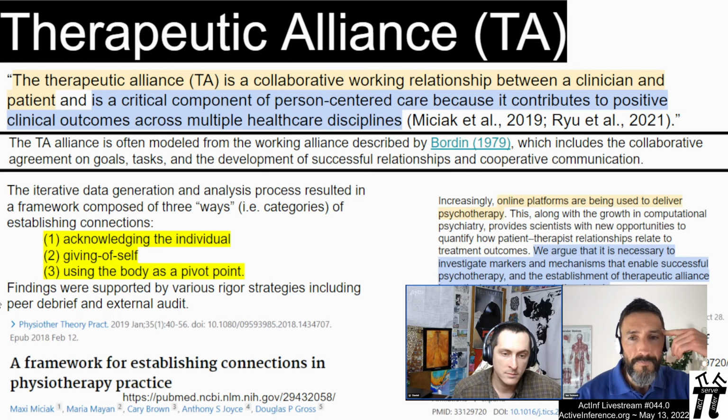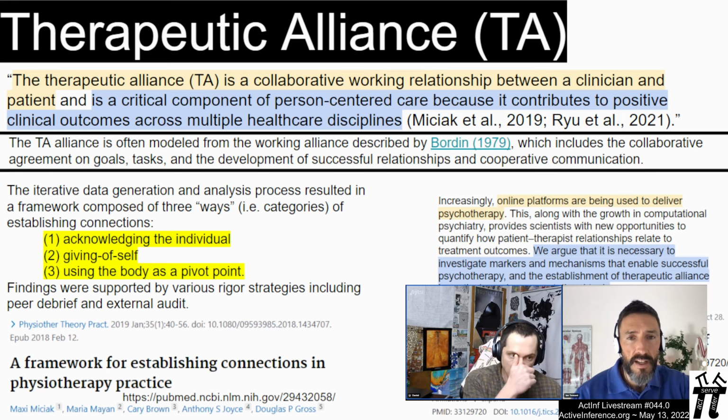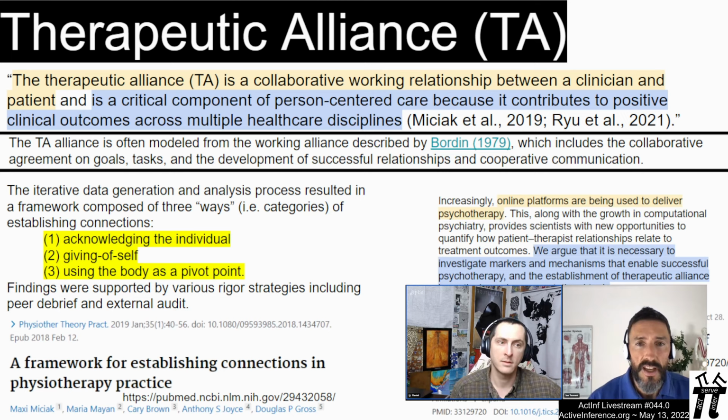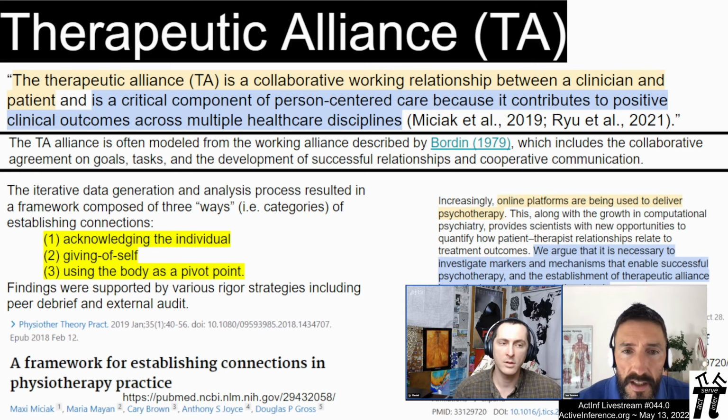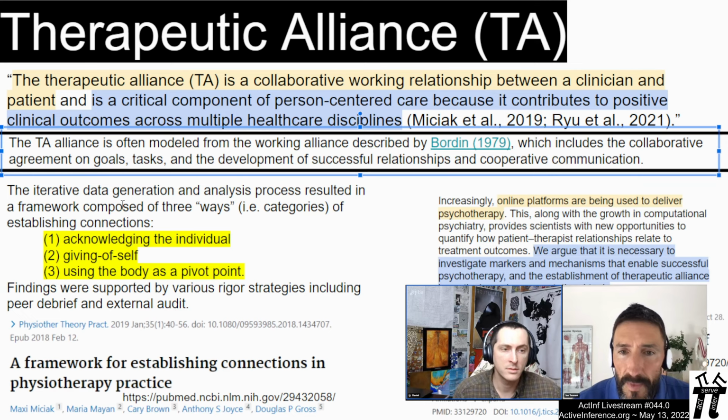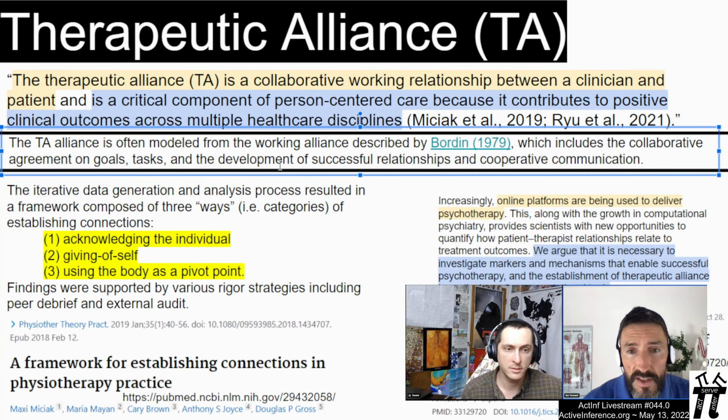understanding each other, which is, I think, sometimes when people are going to a healthcare provider, maybe the practitioner or the clinician is fixing them or doing something to them, and maybe they can be passive in receiving that. Whereas I think this term therapeutic alliance is coming for the person receiving the healthcare, and then the active inference comes in, so it's active for both parties, not just a passive thing. And I see there's another text there which says a similar thing. The therapeutic alliance is often modeled from the working alliance described by Bordin in 1979, which includes the collaborative agreement on goals, tasks, and the development of successful relationships and cooperative communication.